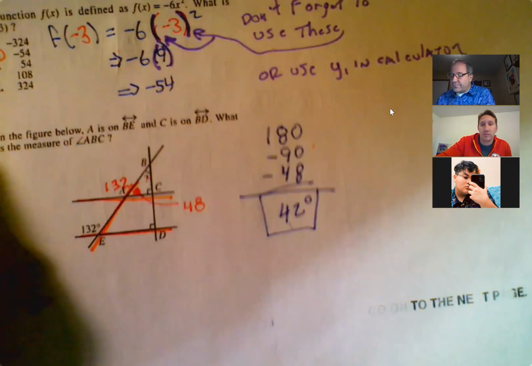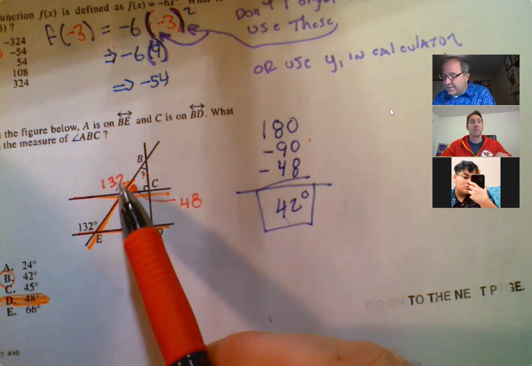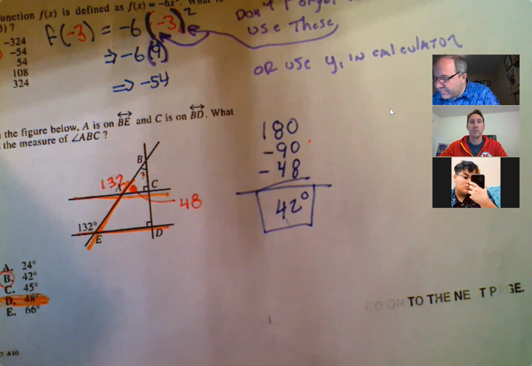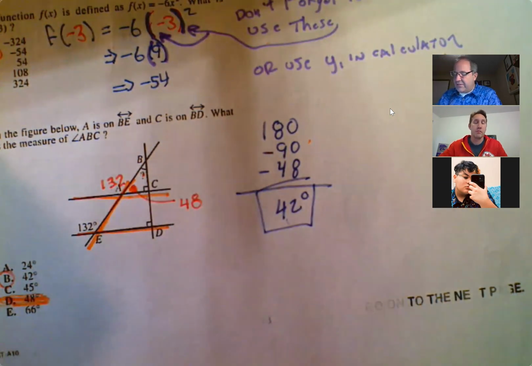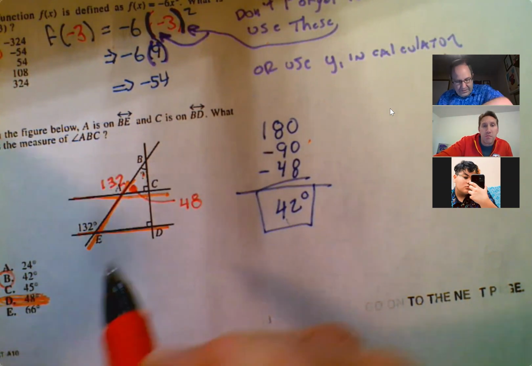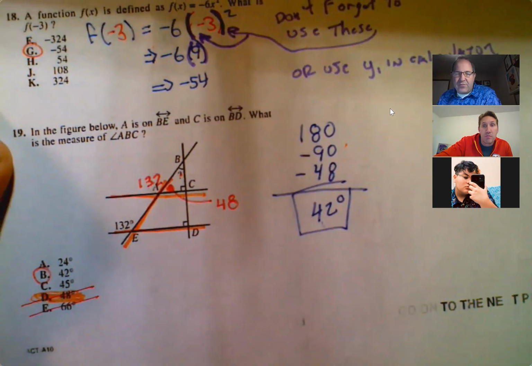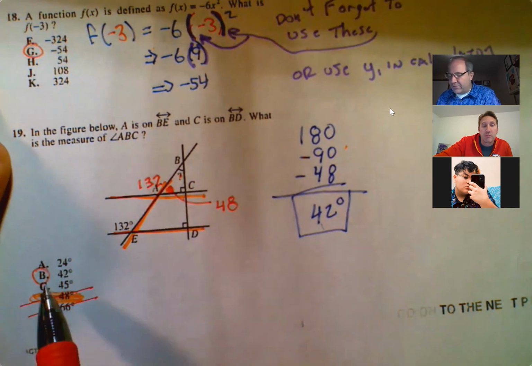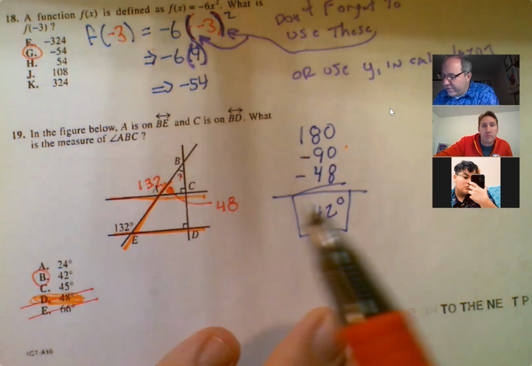19. In the figure below, we got to figure out what the measure of angle ABC is. ABC. Well, I'm looking at that angle there. That angle definitely looks to me like it's smaller than 45 degrees. So I'm going to go ahead and eliminate D and E. I'm kind of hesitant about getting rid of the 45, but I think we probably could. But there's a quick way to do it.